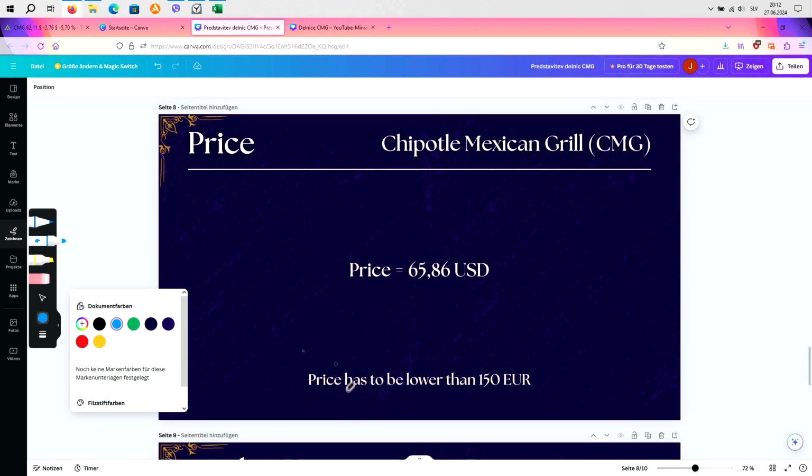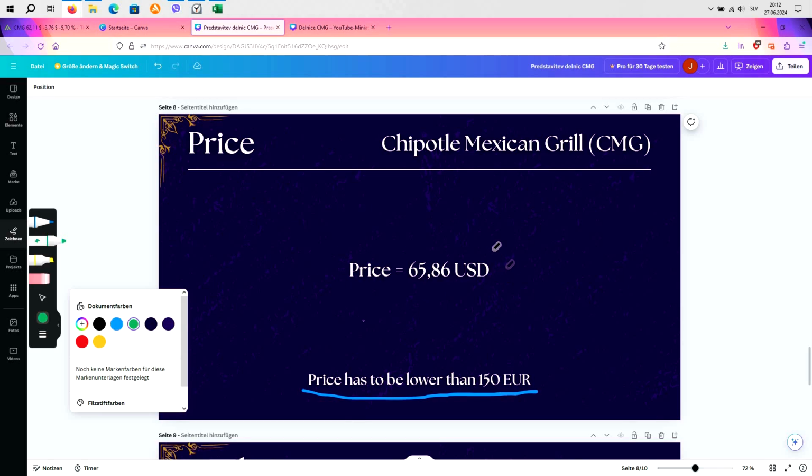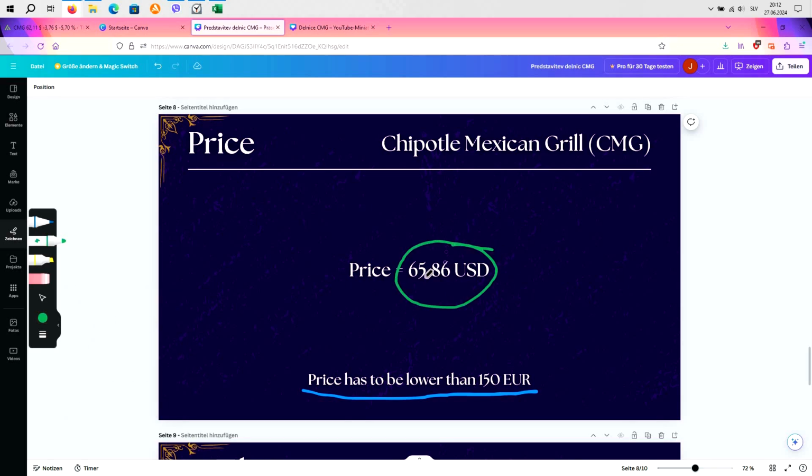And for price, we have a little simple instruction that tells us price has to be lower than 150 euros or dollars or British pounds, okay? Because we don't want to buy stocks that are overpriced. And I think the 150 euros is quite a good border between the underpriced stock and the overpriced stock. So if the stock is below 150 or at least somewhere around 150, then that's still a good sign, okay? And this stock at the moment when I was doing the presentation, it was around $65, almost $66. So that's a good thing to go as well, okay?